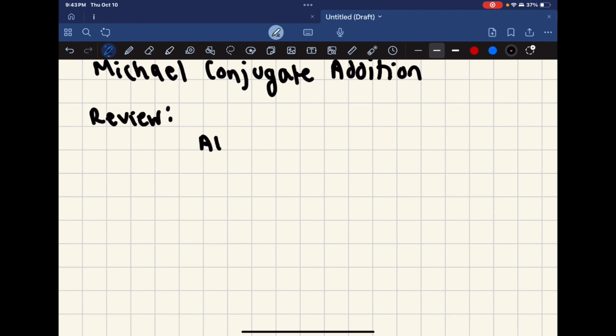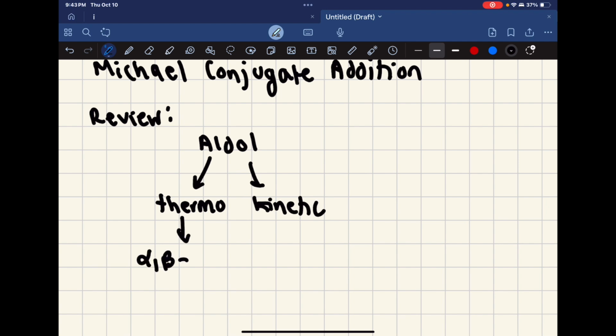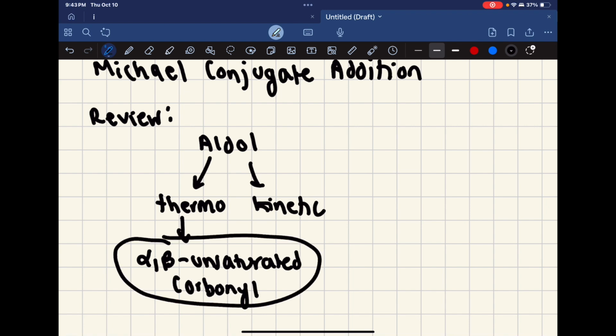So we know aldol is a condensation reaction between either two aldehydes or two ketones or an aldehyde and a ketone, okay? And we had two different types of that. We had thermo, we had kinetic. They result in different functionalities. Here, the alpha-beta unsaturated carbonyl is the one that's going to participate in a Michael reaction.